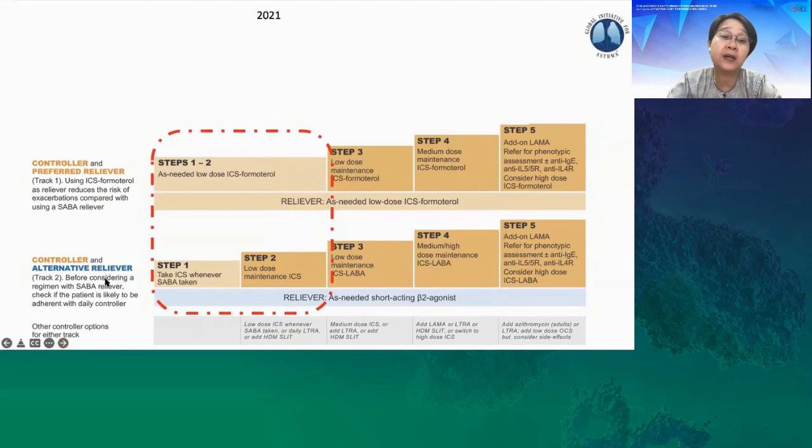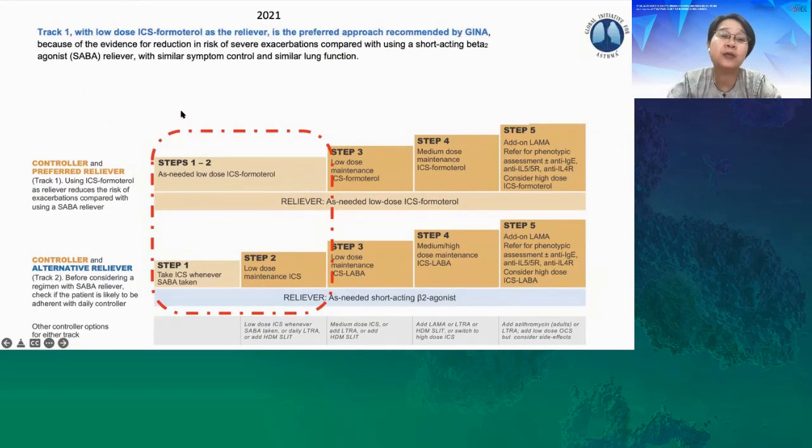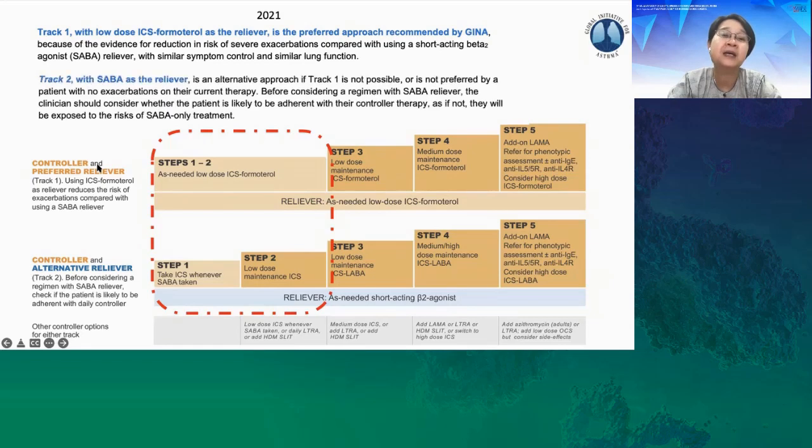In 2021, you notice that they divided it into different tracks. So track 1 is over here, where you use low dose ICS formoterol as a reliever, and they state that this is actually the preferred reliever recommended by GINA. And track 2 is, if you're going to use SABA as reliever, you take the ICS whenever SABA is taken. So it's a change of what we've been taught as medical students, as MOs, as specialists, right? That you no longer should have a patient on SABA monotherapy. If they take SABA, they should take ICS whenever they take SABA. So this is the main difference in the 2021 guidelines.